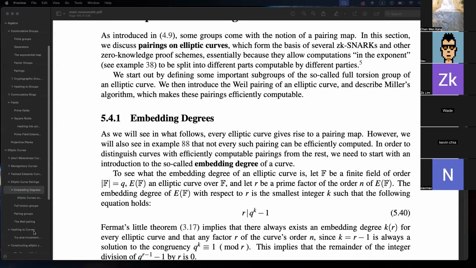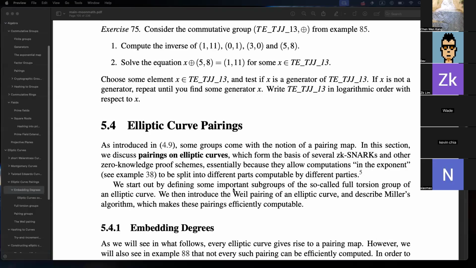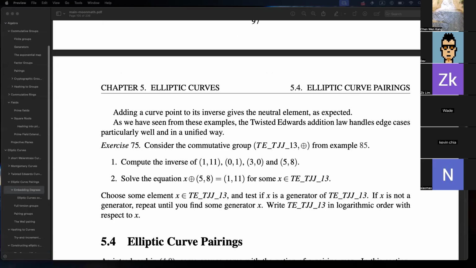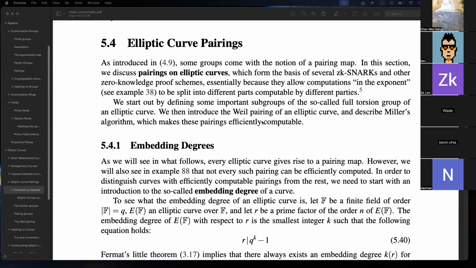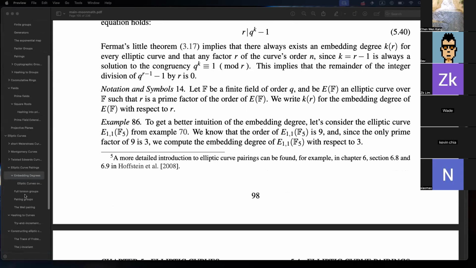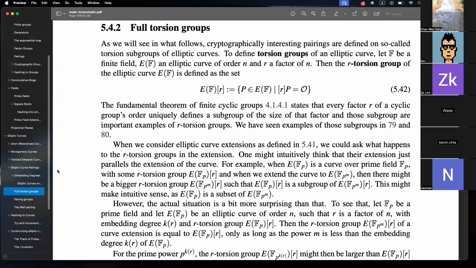So it's to do with what property or structure you want your curve to have, as with a few of the things here, like the torsion group as well. Well, I don't think it's necessarily the torsion group, it's also a thing we want for SNARKs.